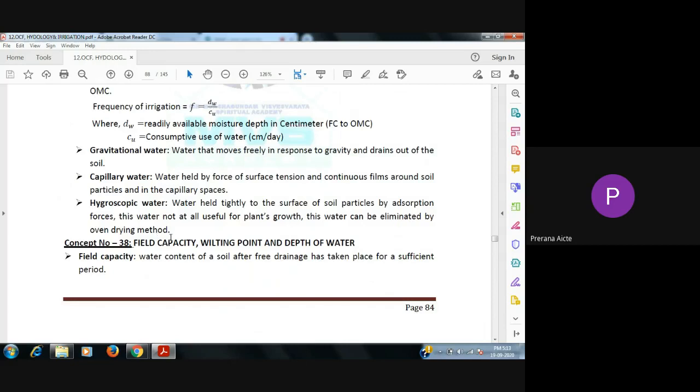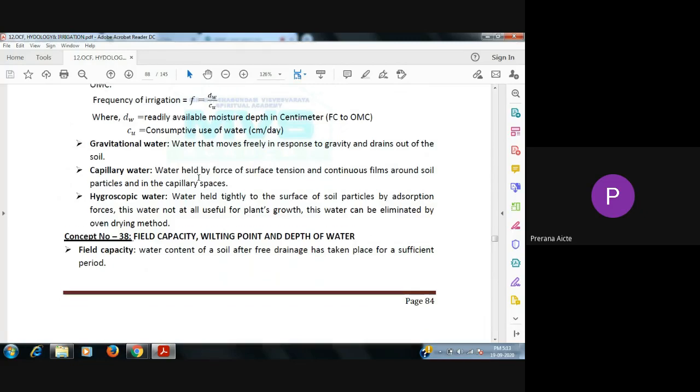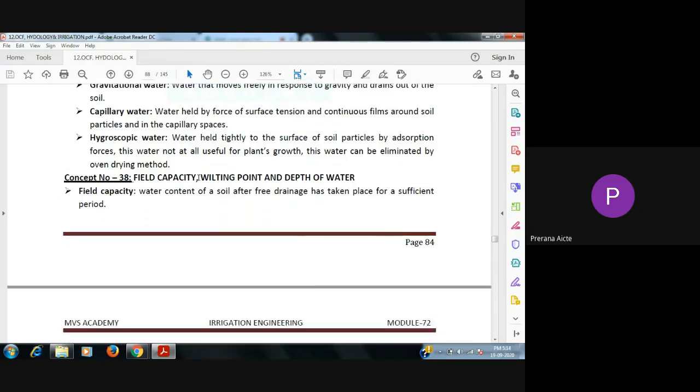First I will give one example. If you take a 100 gram soil sample, oven dry it, and then open it to the atmosphere, what happens? It absorbs some moisture from the air. That water is called hygroscopic water. What remains is called capillary water. Water in excess of capillary water is called gravitational water. That's the difference between these.